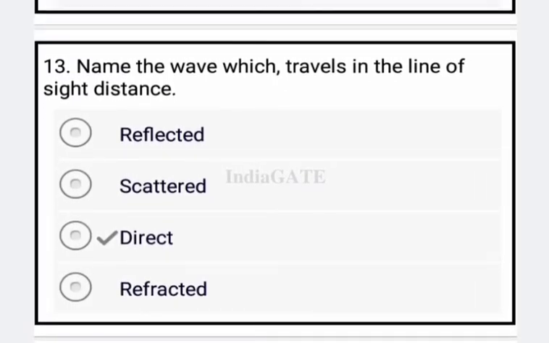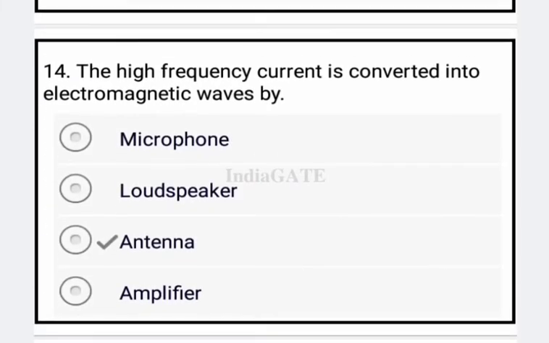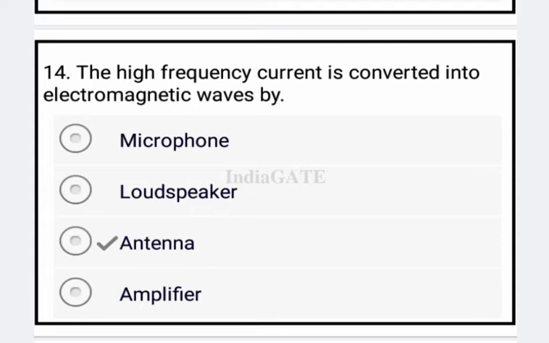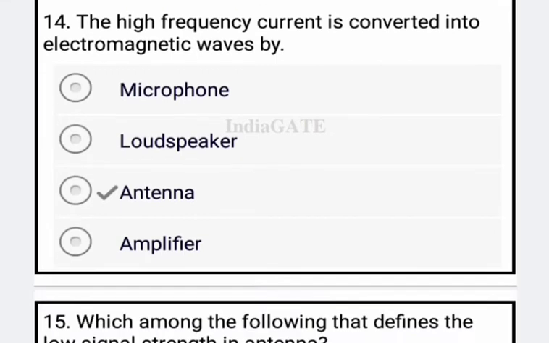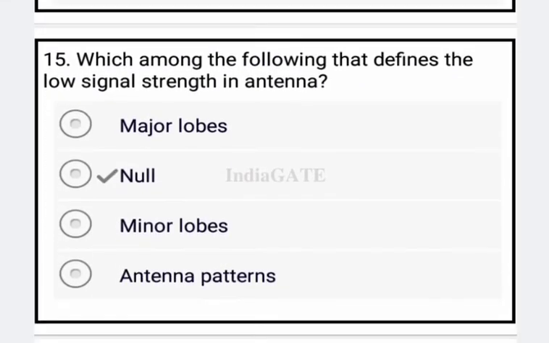Next question. Name the wave which travels in the line of sight distance. So the correct answer for this question is direct. Option C is your correct answer. Next question. High frequency current is converted into electromagnetic wave by using an antenna. So option C is your correct answer. Next question. Which among the following defines the low signal strength in an antenna? That is your null. So option B is your correct answer.